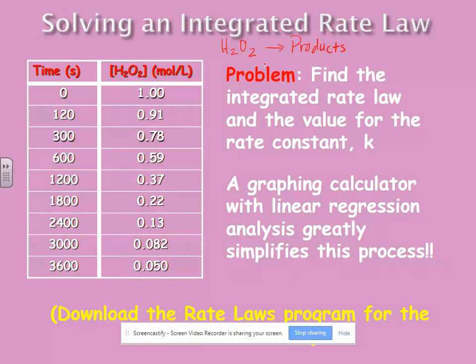We're going to be asked to determine what the order of the reaction is from the experimental data. Notice instead of rates, which is what we saw with the method of initial rates with our differential rate law, this data table is showing you time in seconds and the concentration in molarity, or moles per liter. The problem says find the integrated rate law and the value for the rate constant, K.